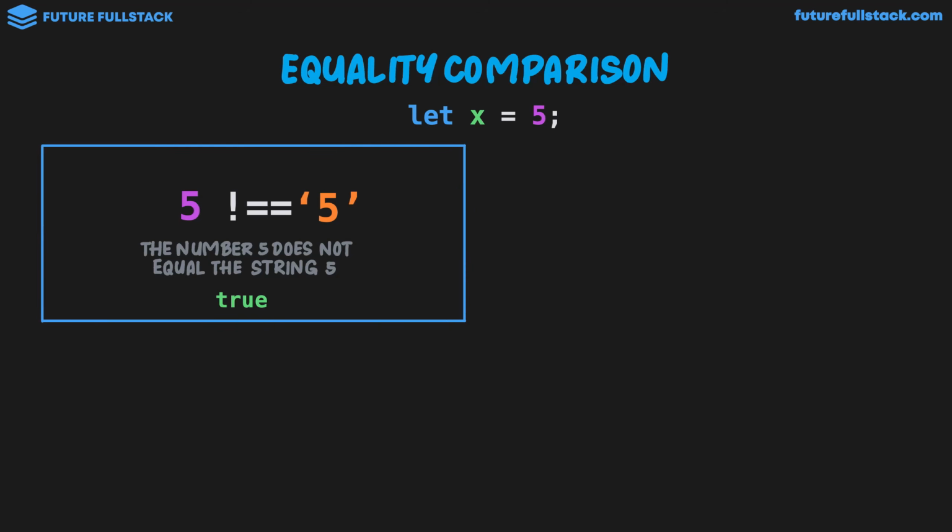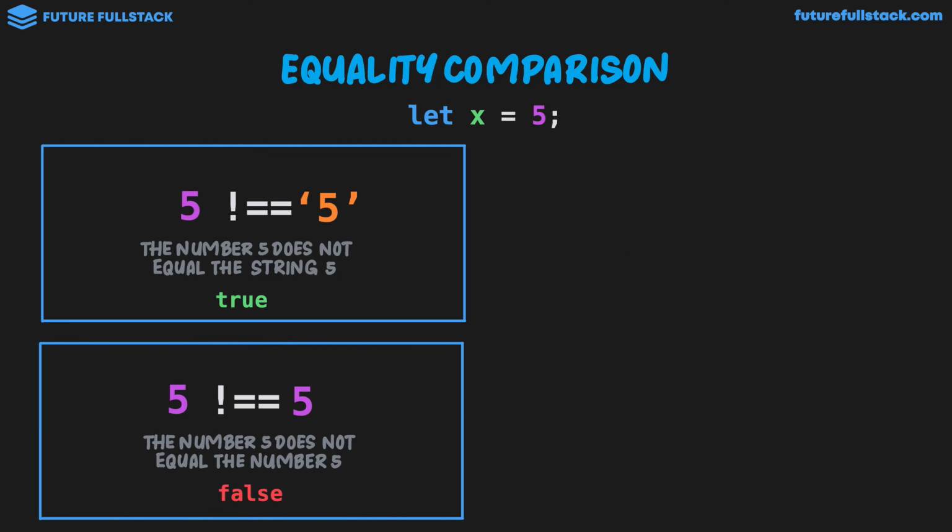For the next example, we'll do x is strictly not equal to the number 5. This means we have 5 is strictly not equal to 5. So this statement is saying the number 5 does not equal the number 5. Well, this is false. The number 5 does equal the number 5. They're both the same value, that is 5, and the same type, that is a number type. So to say the number 5 does not equal number 5 is false.